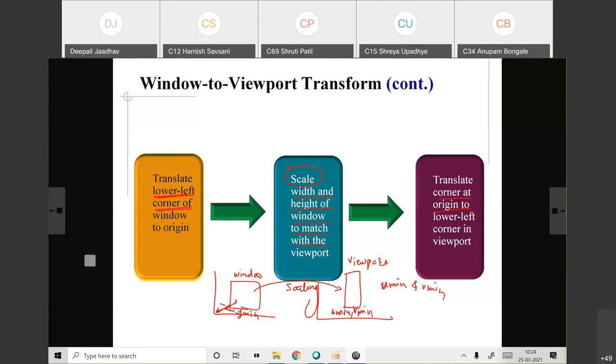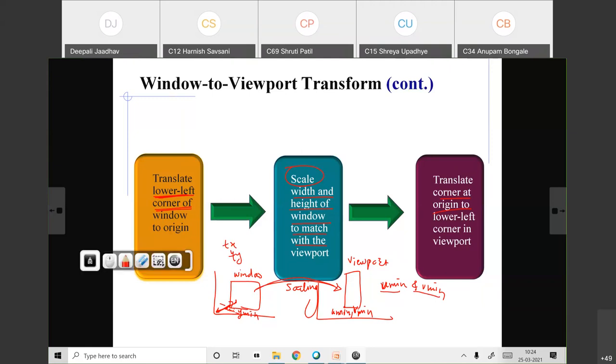See once again, translate the lower left corner of the window to the origin. So what we need to do? Minus x min, minus y min, translation tx and ty. Then whatever the width and height of the viewport, according to that we need to scale this window. And next again reverse the translation whatever we have done in the first step. So for that again we need to use u min and v min values of the viewport.